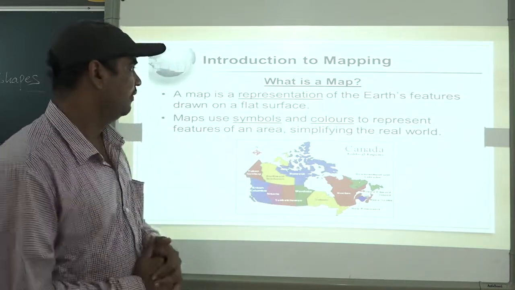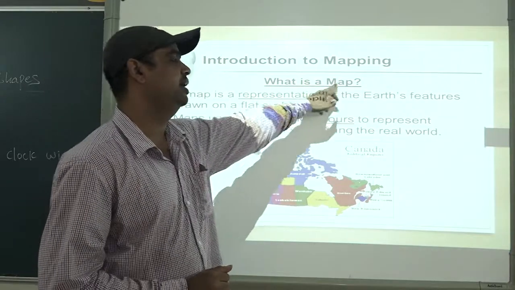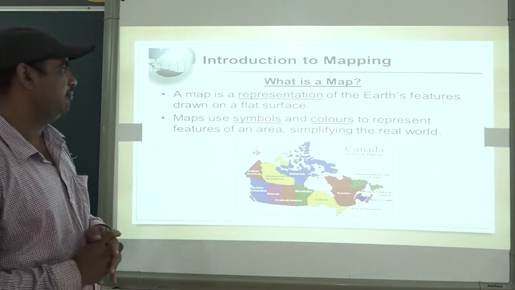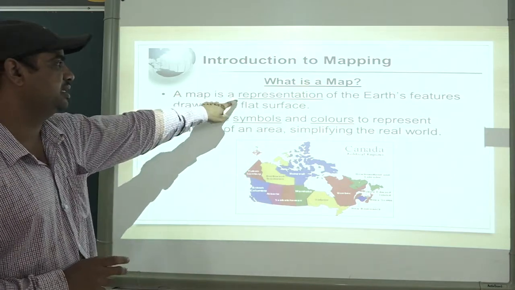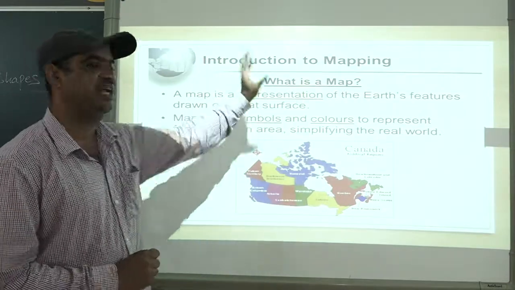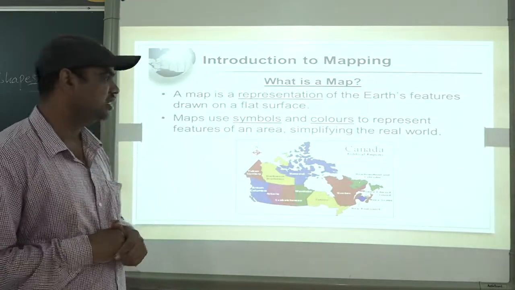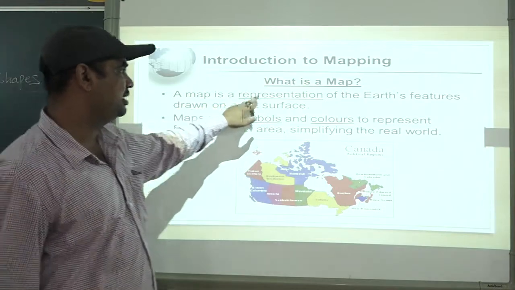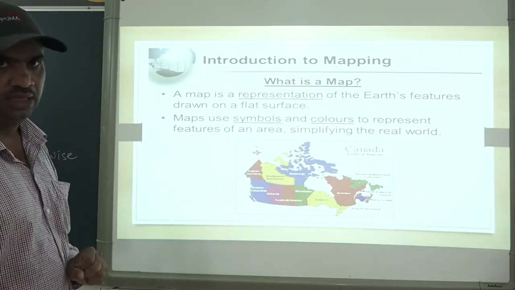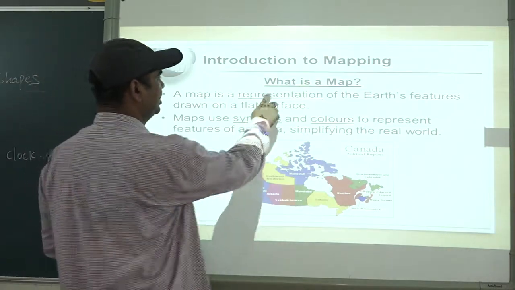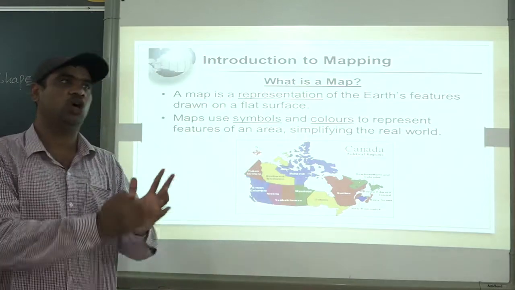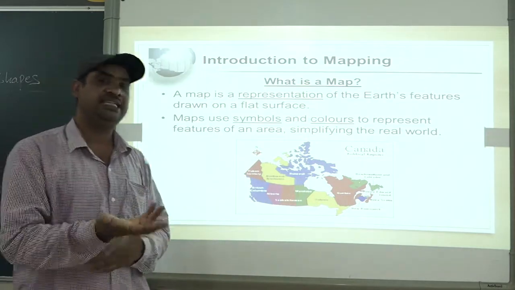So let's begin. First we'll see what is meant by a map. Okay, so here is the definition of map. A map is a representation of the Earth's features drawn on a flat surface. Again I am reading: a map is a representation of Earth's surface drawn on a flat surface. There are a few words like representation. Representation means presenting an actual thing on a flat surface.